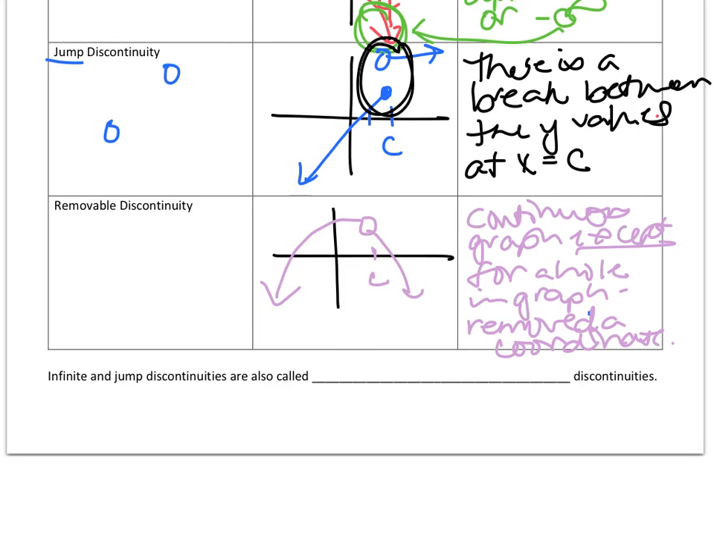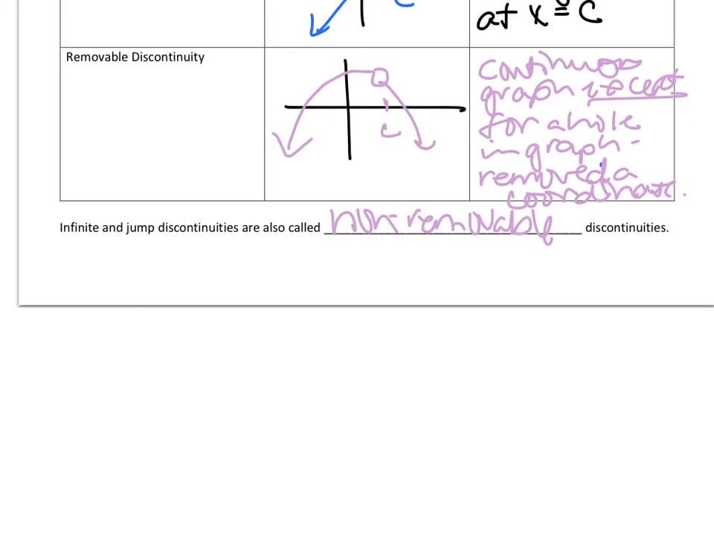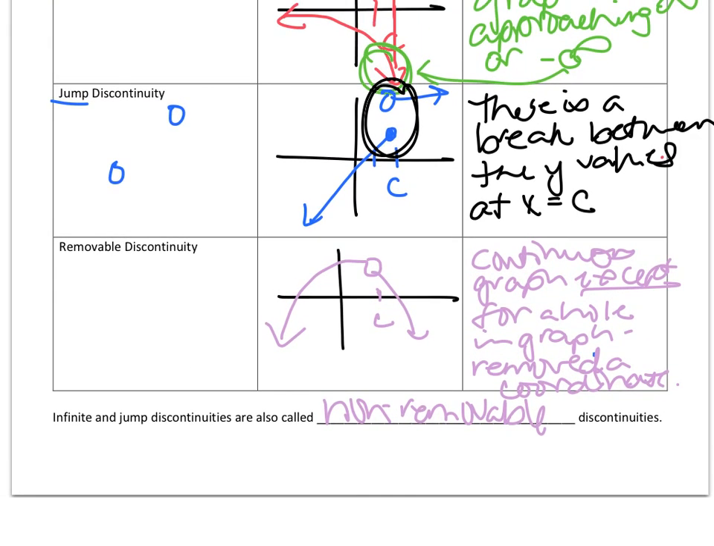Your infinite and your jump discontinuities are also called non-removable discontinuities. So if you hear that referred to them, that is what they are referring to. Okay, I think that's it for this slide. Let's go to the next one.